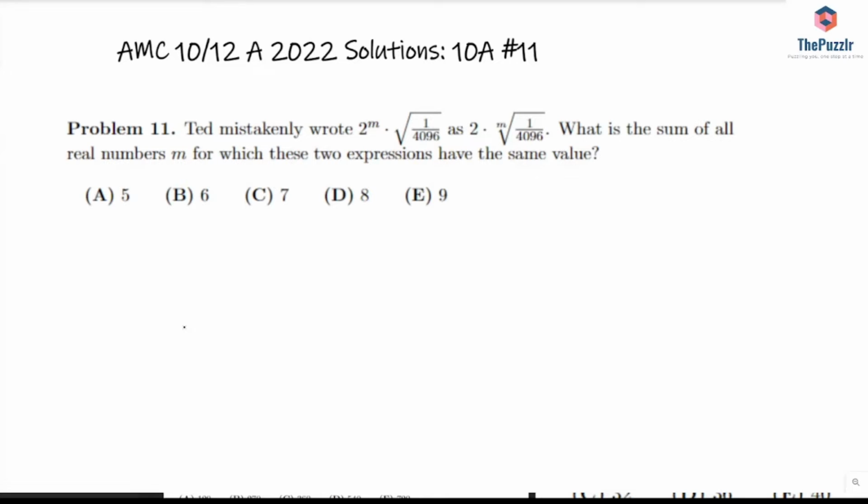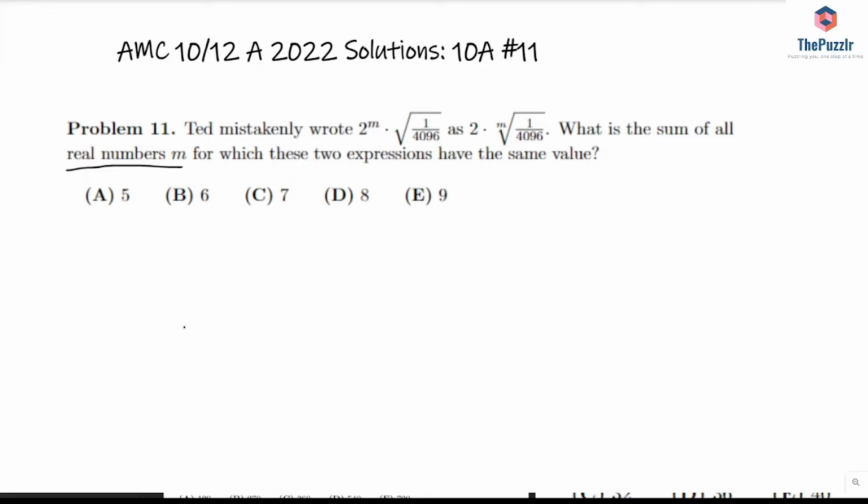AMC 10A, number 11. So Ted mistakenly wrote 2 to the power of m times the square root of 1 over 4096 as 2 times the mth root of 1 over 4096. What is the sum of all real numbers m for which these two expressions have the same value?